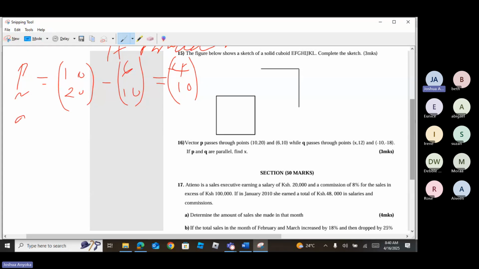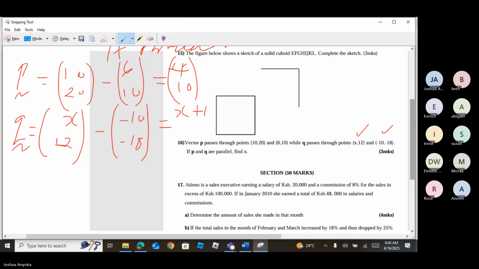Vector Q, we take this one, x, 12 minus negative 10 and negative 18. This one gives us x plus 10 and 30. 12 minus 18.